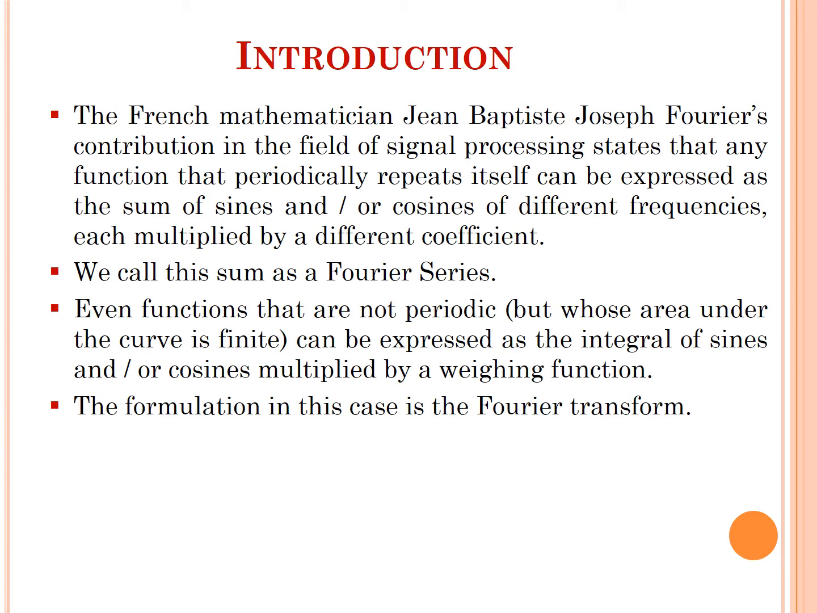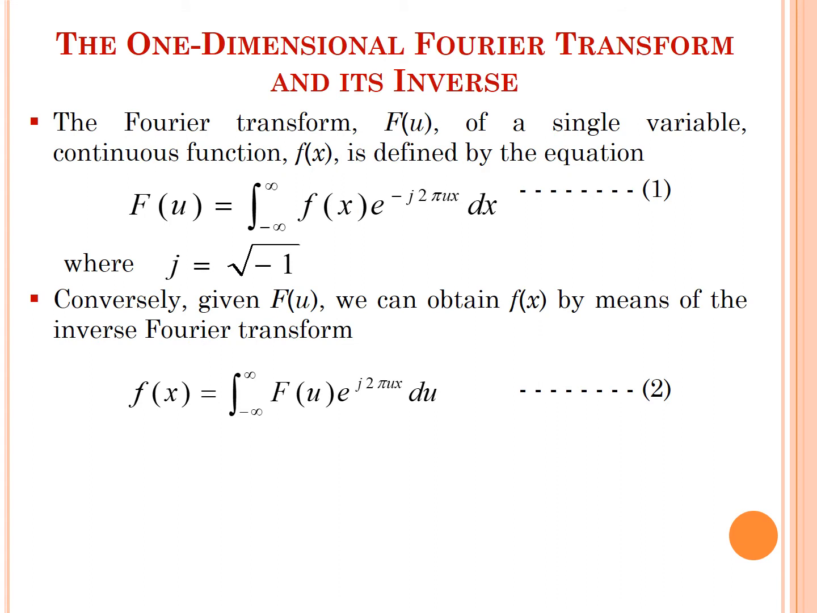First, we will see the introduction. Although we'll see the one-dimensional Fourier transform and its inverse. The Fourier transform F of u of a single variable continuous function f of x is defined by the equation F of u is equal to integration from minus infinity to infinity f of x e raised to minus j 2 pi u x dx, where j is equal to square root of minus 1.